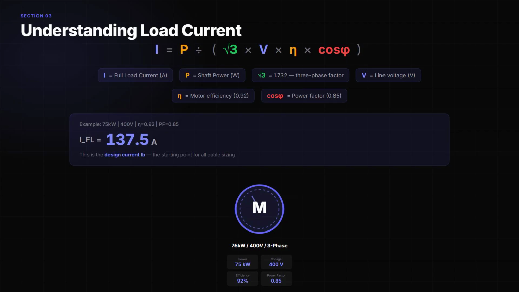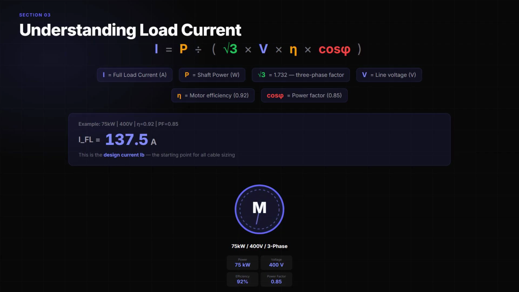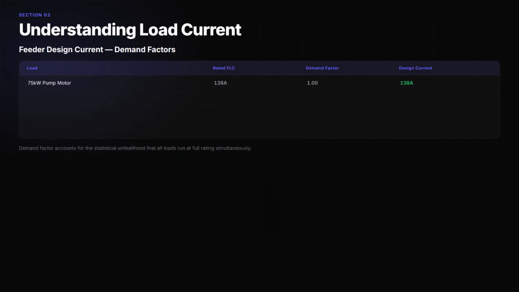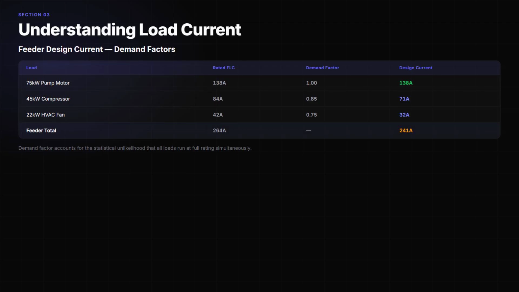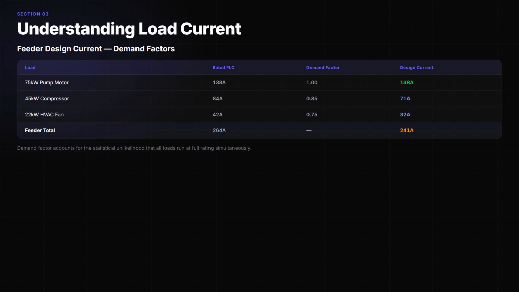For a 3-phase motor, the full load current is calculated as follows: I equals P divided by the product of √3 times line voltage times motor efficiency times power factor. Let's break down each term. P is the motor's rated shaft power in watts. √3, 1.732, accounts for 3-phase power distribution. V is the line-to-line supply voltage. Eta is the motor efficiency, typically 0.88 to 0.95 for modern machines. And cosine phi is the operating power factor, typically 0.80 to 0.90 for induction motors at full load.